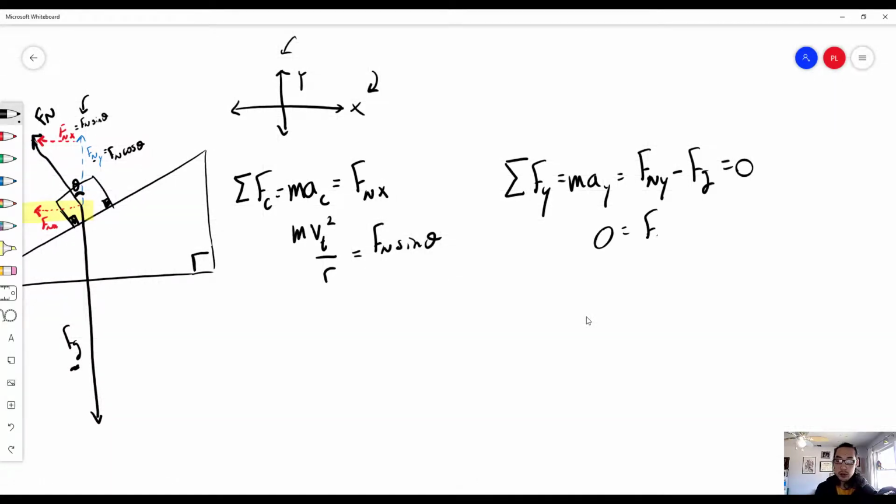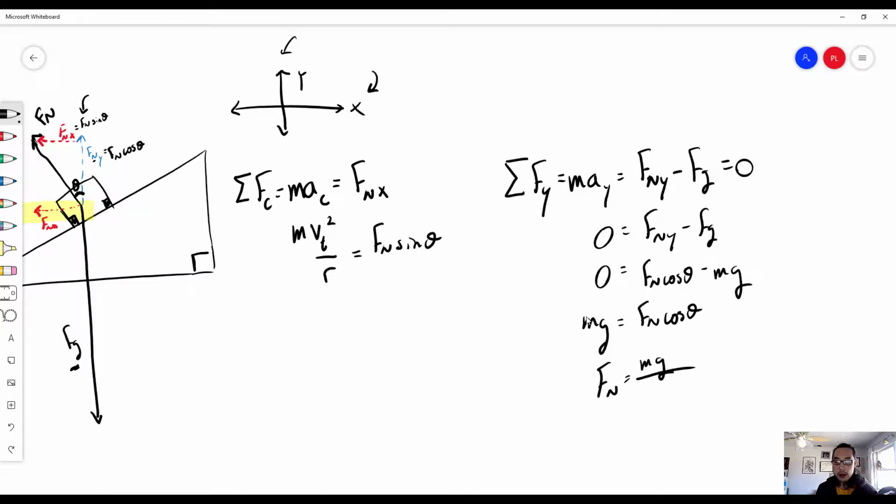I'm going to clean it up a little bit in my next line down. I can now replace my symbols with formulas. We said fny was fn cosine of theta, and we said fg was mg. And so we can say that mg is equal to fn cosine of theta. So if we want to define what the normal force is, we can say the normal force is equal to the weight divided by the cosine of theta. I'm going to highlight that because we will need it in a little bit. Our normal force is equal to mg over cosine of theta.